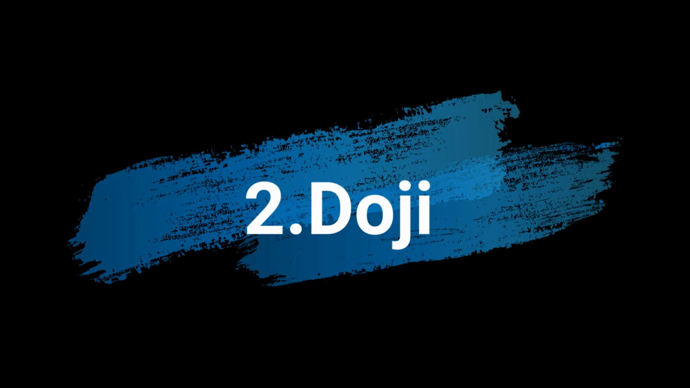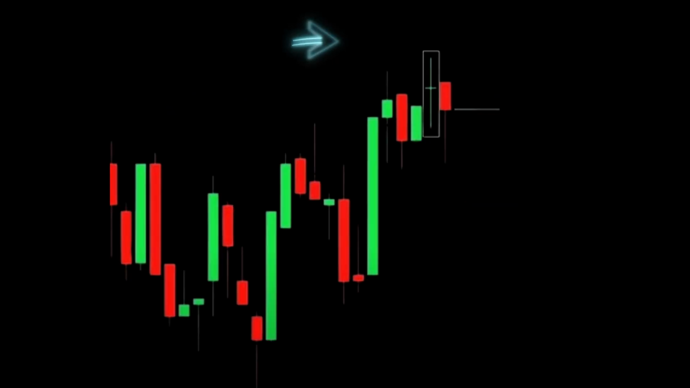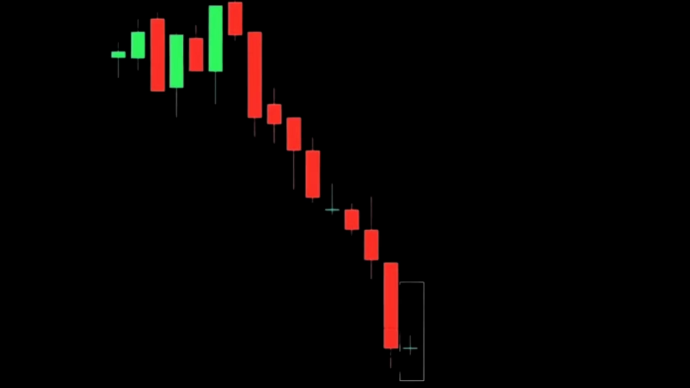Pattern Doji. Doji is a candle with a very small body and long shadows. It highlights a certain indecision on the market, which finds it difficult to proceed in the same direction. Anticipate a possible reversal. Let's see some examples.